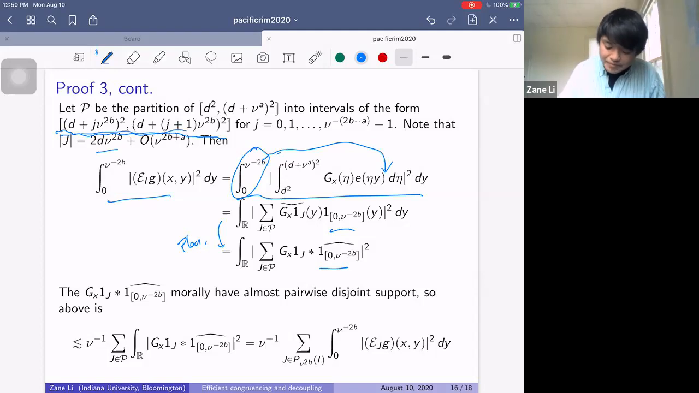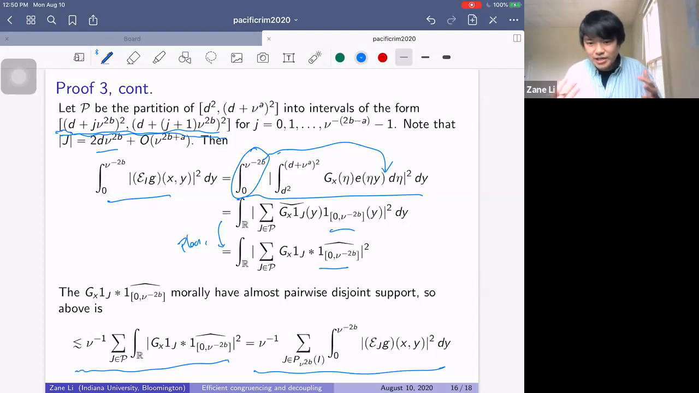in this set here, they're only going to have bounded overlap of size 1 over d, so 1 over nu. So you just expand everything. It's a square, so you expand everything, and then because they have bounded overlap, you can move the absolute values inside the sum, and therefore you get this. Then you apply another instance of Plancherel and undo the change of variables, and you get the right-hand side, and that's the desired inequality.